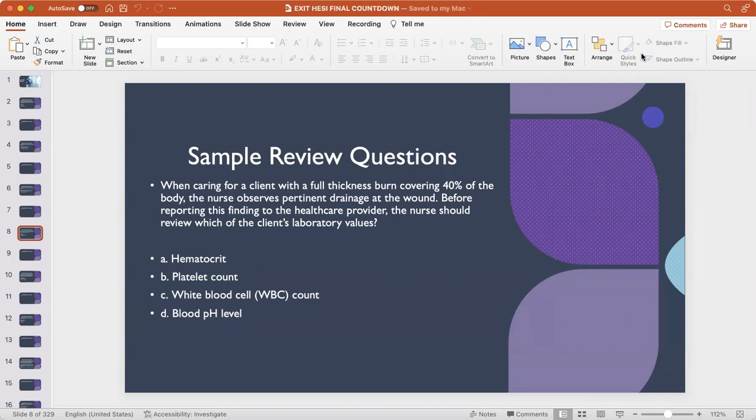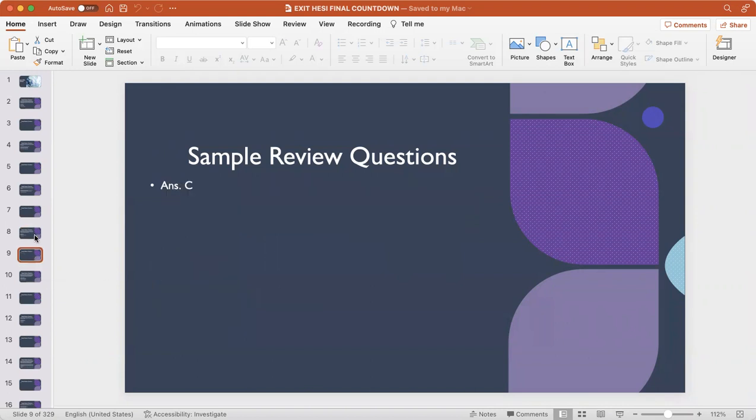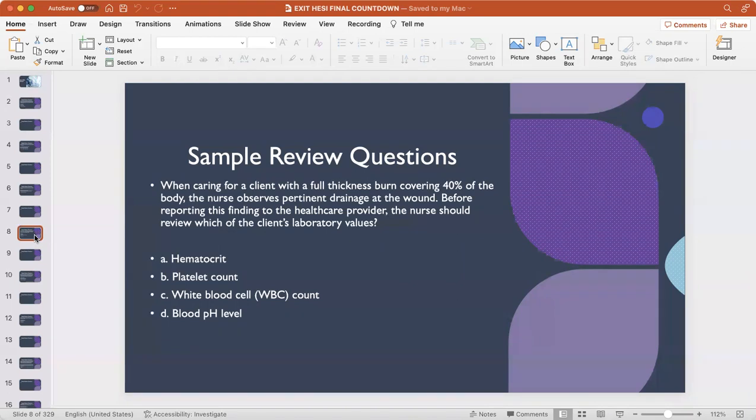So what are we thinking? C. I agree with C. Anyone else? I agree with C too. All right, good deal. Tell me why C. Tell me why not A, B, or D, and what principle did you use?